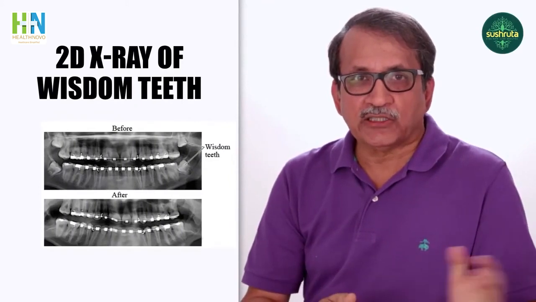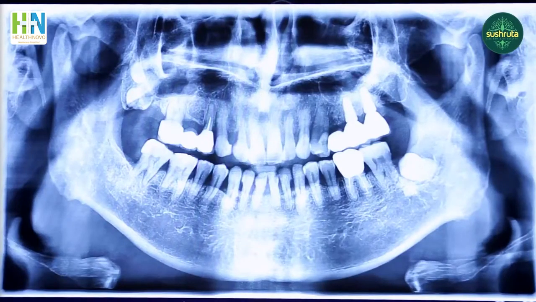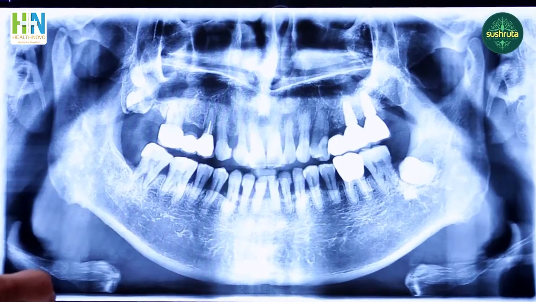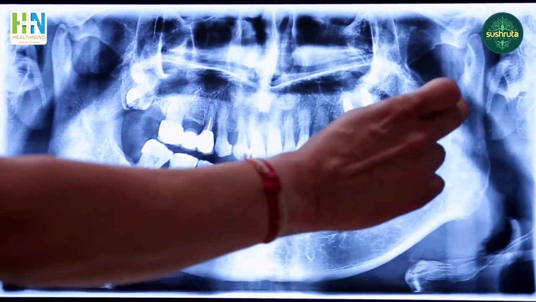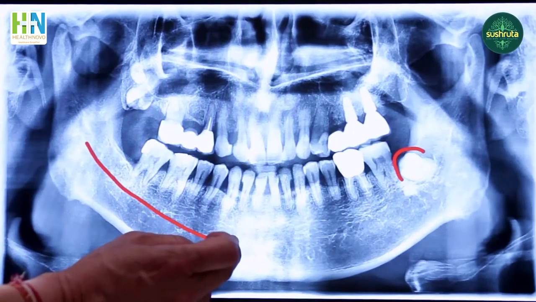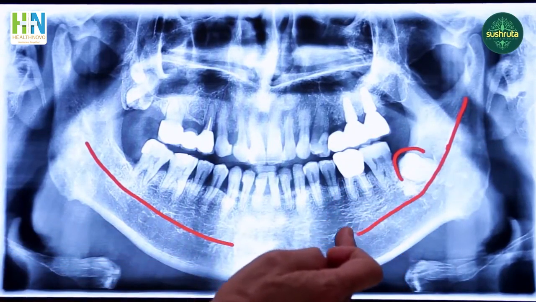But if we take X-rays, not only the X-ray I just showed you, but there are also 3D X-rays available, then we can tell you exactly where the position of the tooth is. As you can see on this screen, where the wisdom tooth is, where the nerve is, and how we take care of all these things before we do the extraction. This is for the planning stage. Now you can see the wisdom tooth here. This is the wisdom tooth. The nerve comes from here and goes passing near the wisdom tooth.